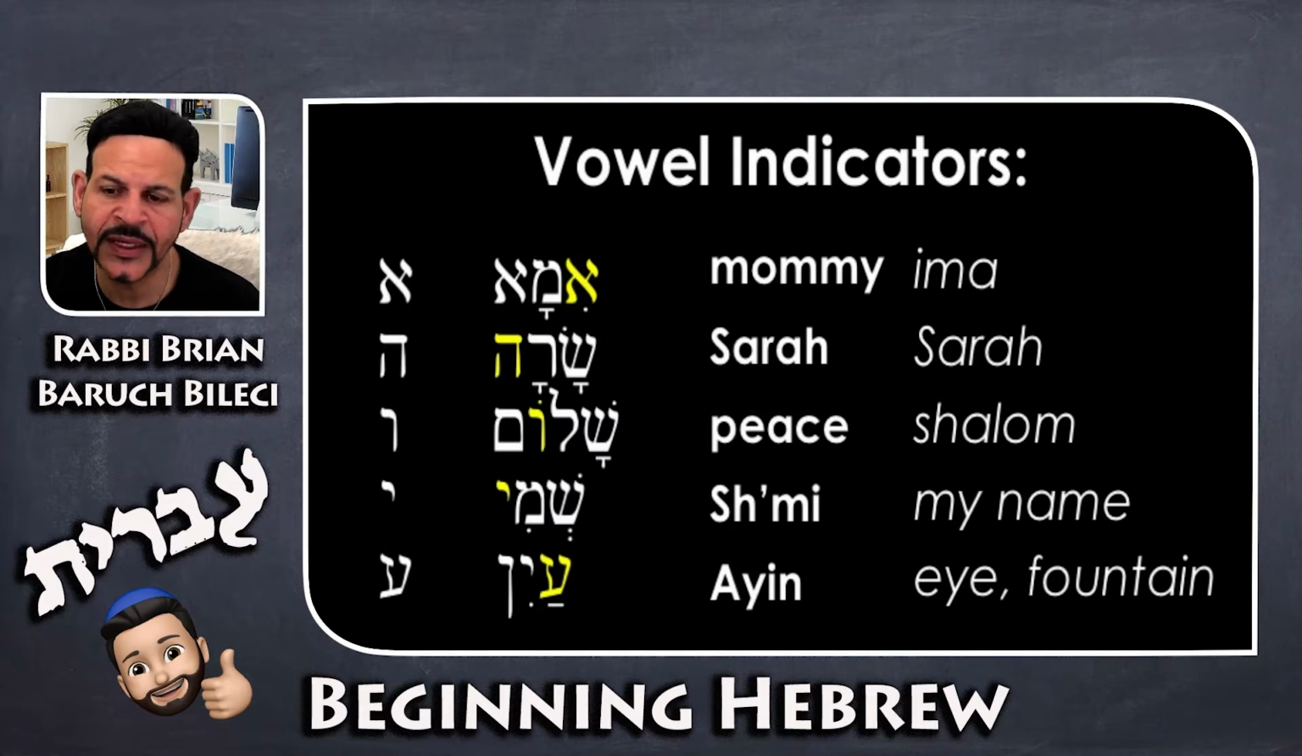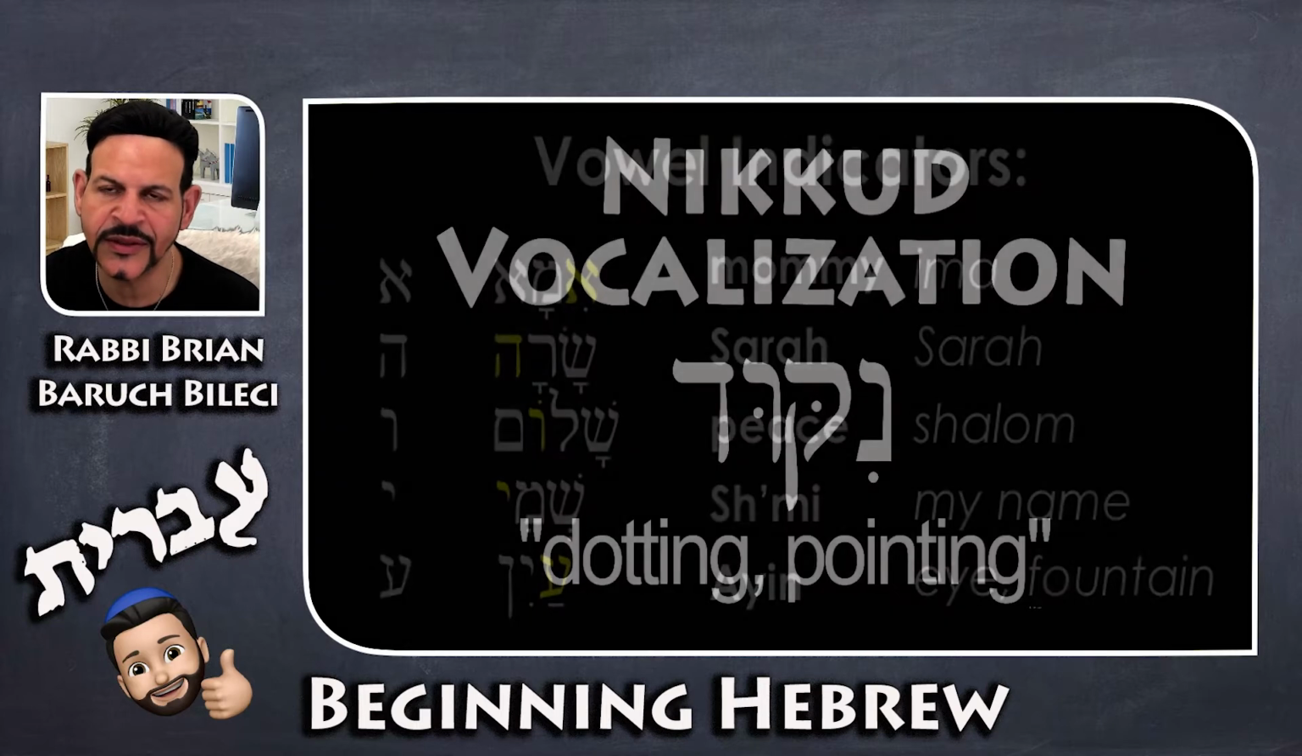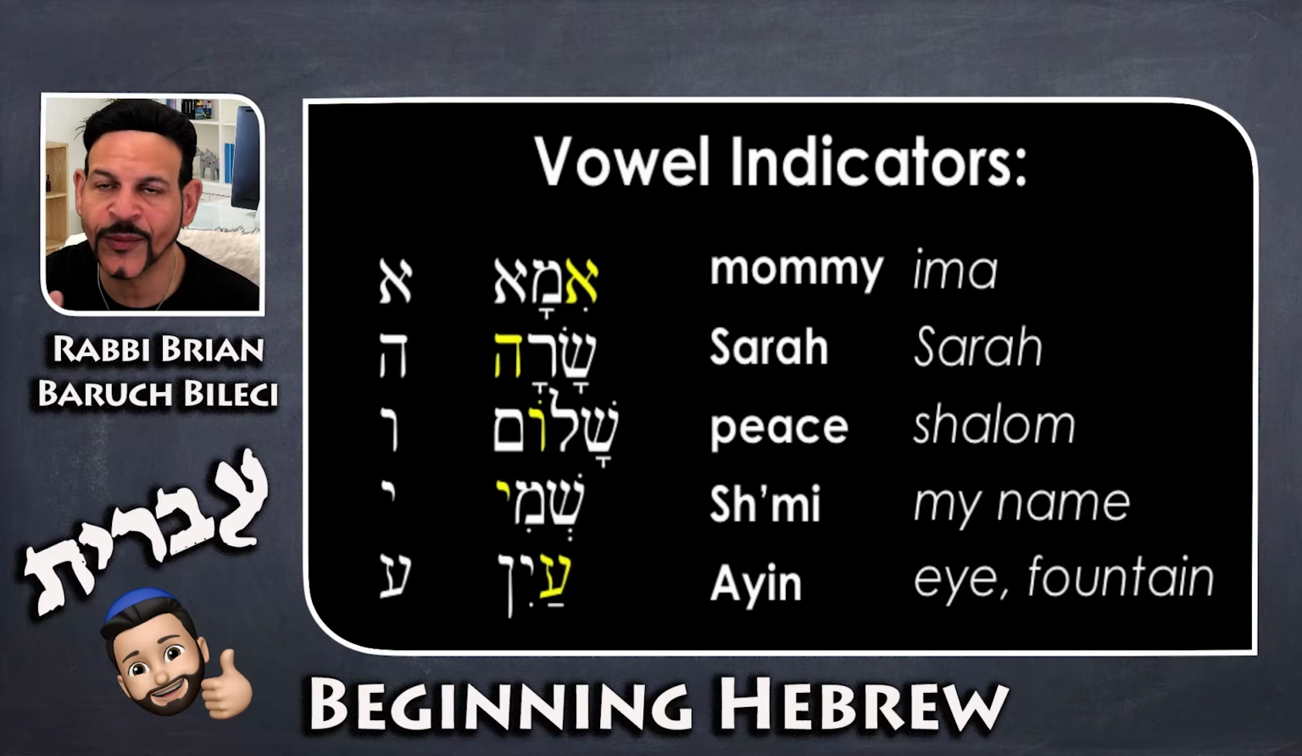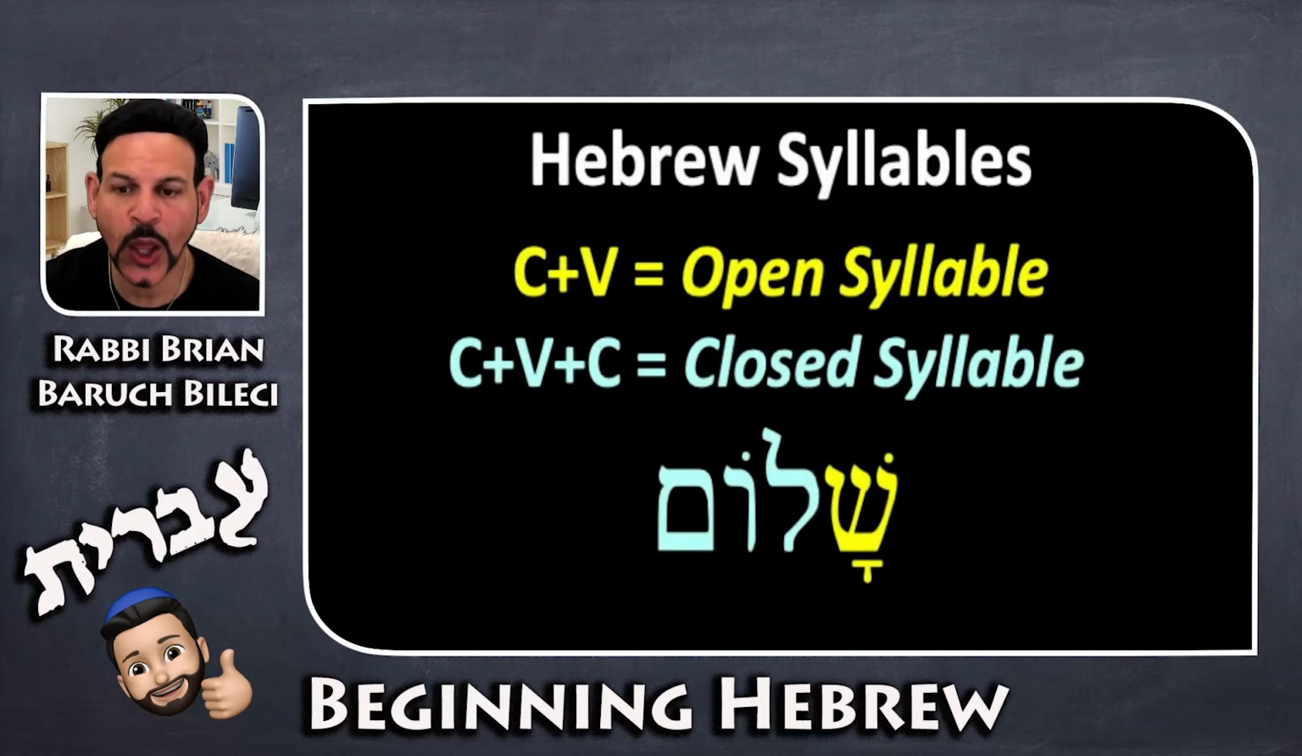So where do we find these dots and dashes, these dottings of the Nikkud vocalization? We find it underneath, reading from right to left, or we see it to the left of the letter. So we look for it underneath, and we don't see anything underneath as a marking point. We write it to the left as we're reading from right to left. The example would be shalom.